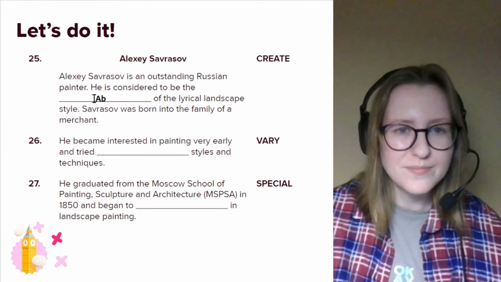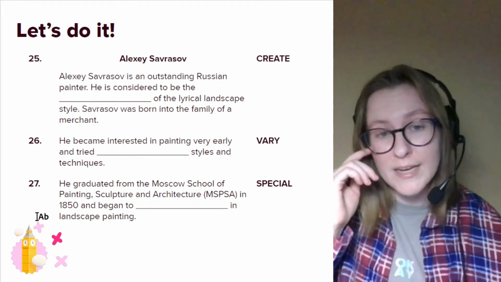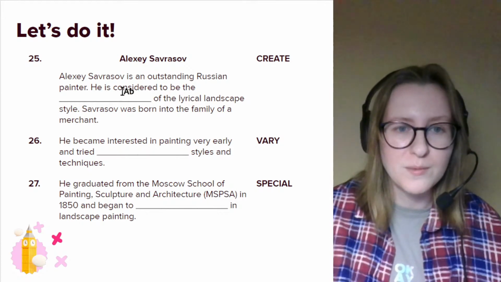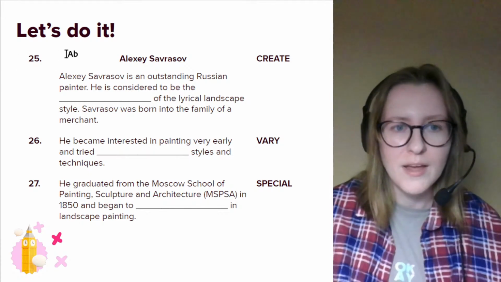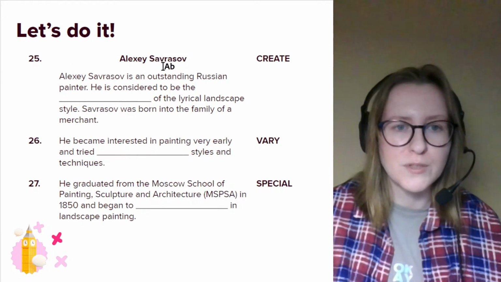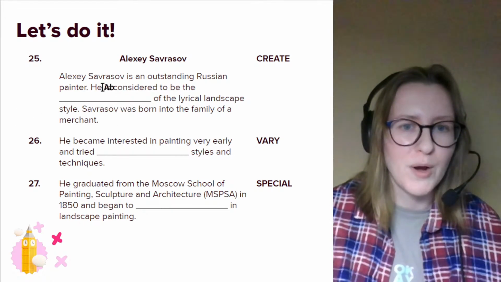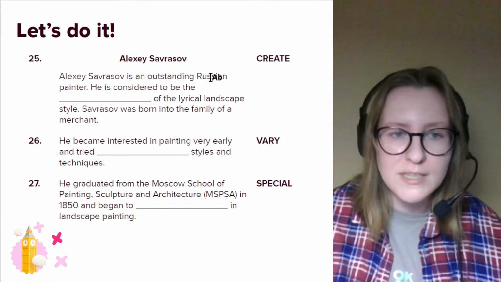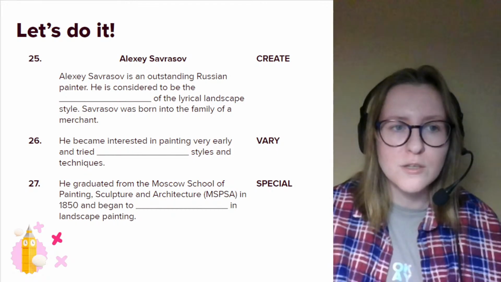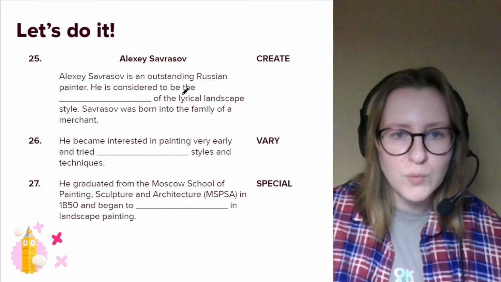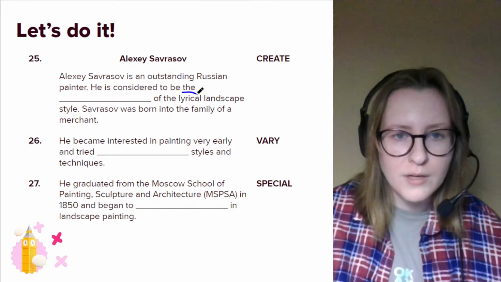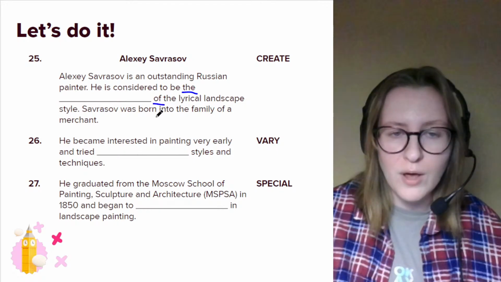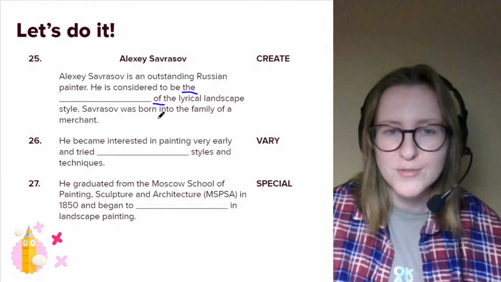Moving on. Right, 25 through 29 are sometimes about people, right, about popular, outstanding people. So today we're talking about Alexei Savrasov, right? He is an outstanding Russian painter. He is considered to be, we have an article here, no noun after the gap. So what do we need?